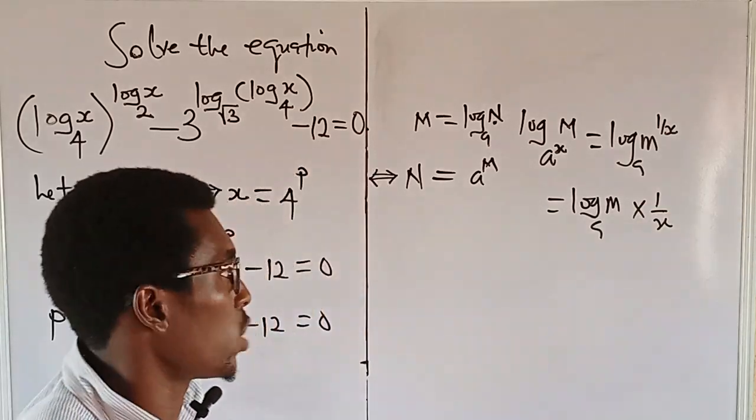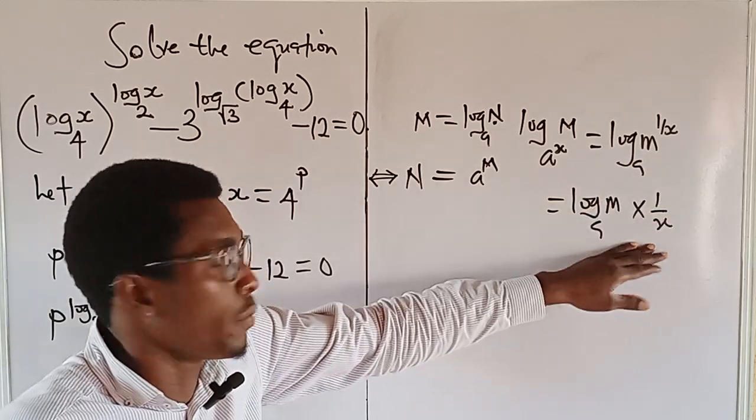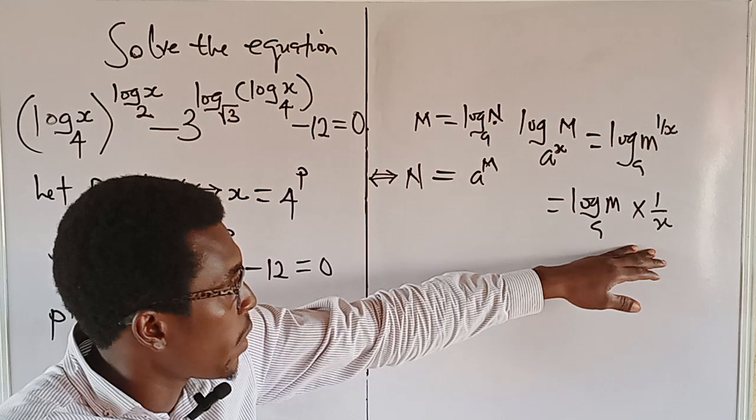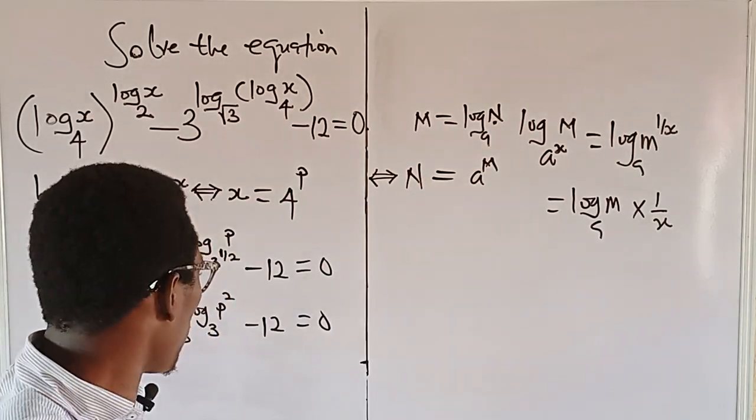Can you see that? So whenever you have this, it becomes this. And whenever you have this, it becomes this. So this should be committed to memory. These are laws, or rules, of logarithms, and they are very, very important when it comes to logarithms.